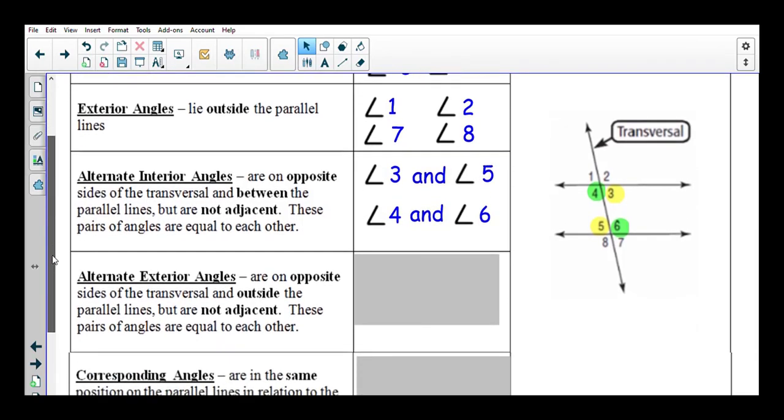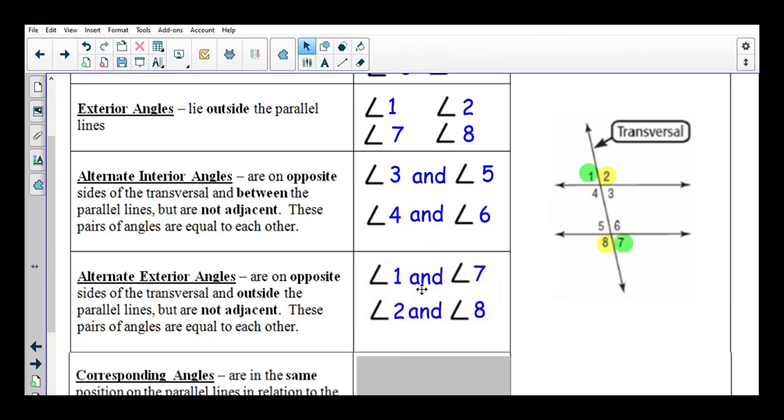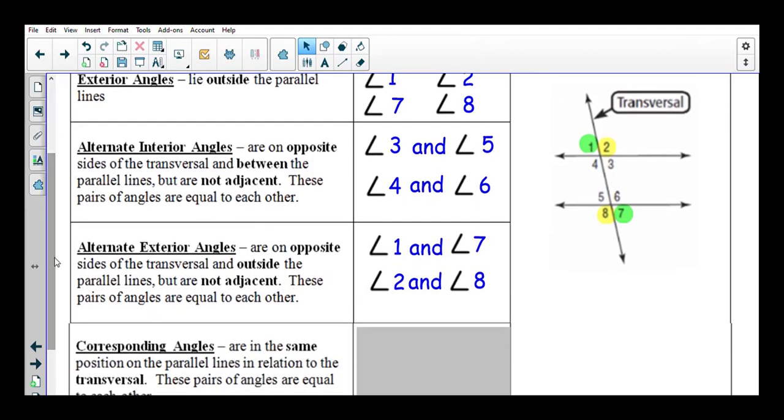We also have alternate exterior angles. When we talk about alternate exterior angles, those are on opposite sides of the transversal as well, hence the name alternate. Exterior means they're outside the parallel lines, but they're also not adjacent, meaning they share that common ray. So one pair will be angle 2 and angle 8, opposite sides of the transversal. They're kind of like diagonal from each other, and they're outside the parallel lines and again not adjacent. So angle 1 and angle 7 is our other pair. So we have them listed here. Angle 1 and angle 7, angle 2 and angle 8.